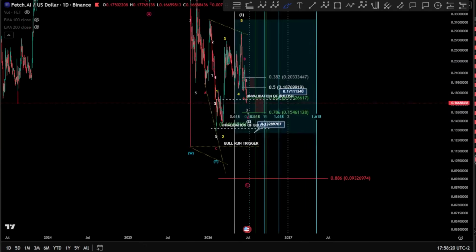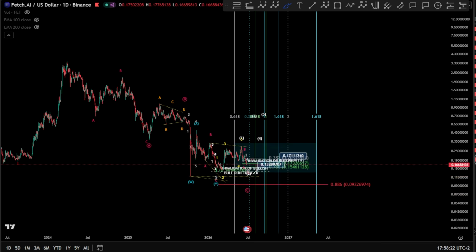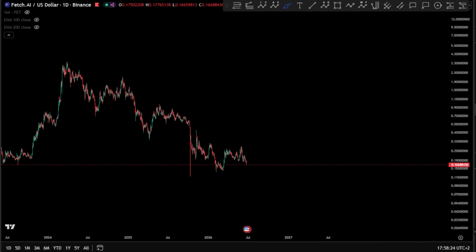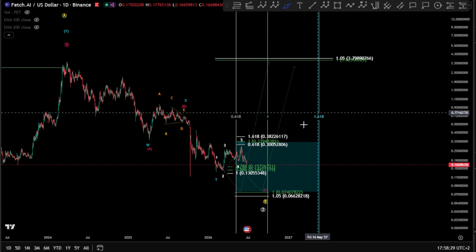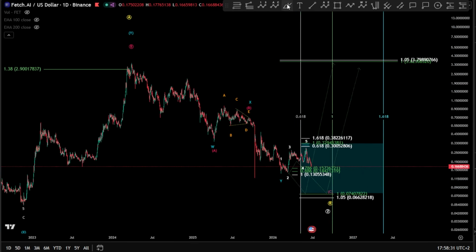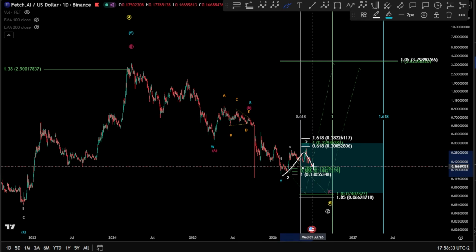$0.15 for FET. The all-time history target, which is the next target that we might get for the next bull run, is the 1.05, $3.79, guys. This is huge as well. And this might be your 1 2 of it.